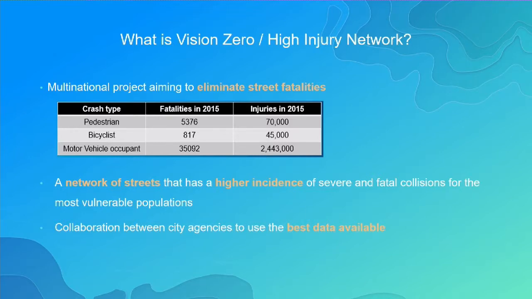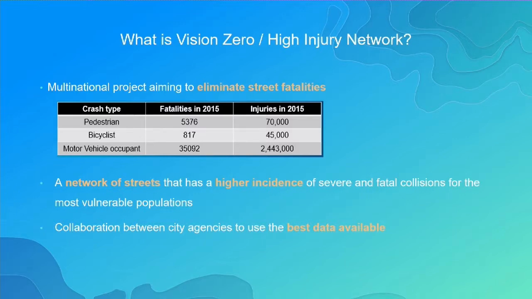And so what does high injury network have to do with this problem? High injury network is basically creating a network of streets and street intersections. So a line file and a point file, putting it together and indicating the higher incidence of intersections or streets where you see the most number of fatalities or severe injuries occurring.